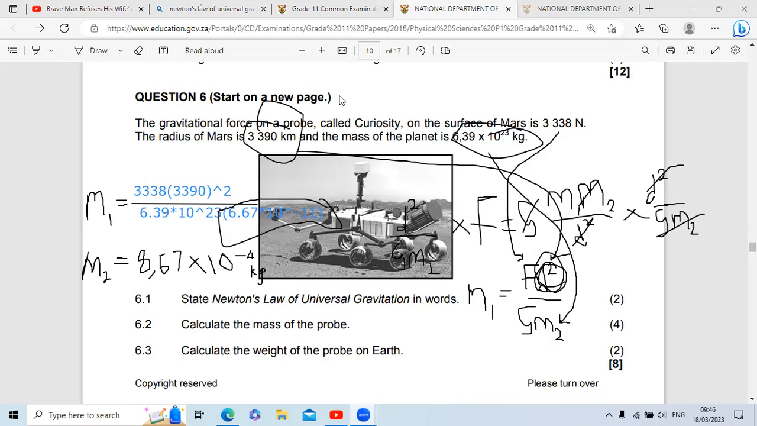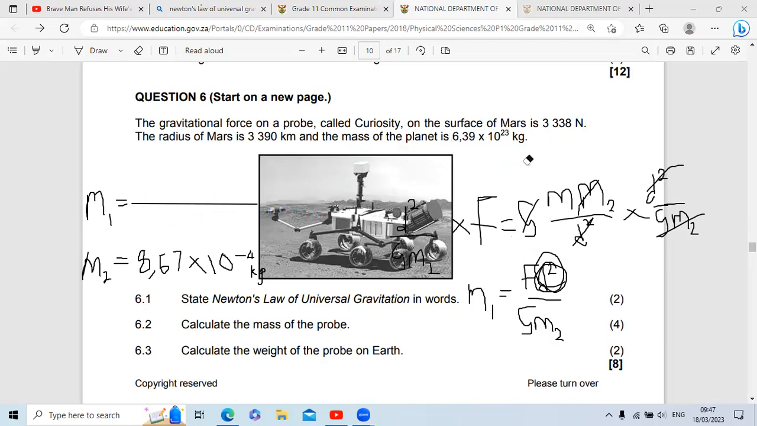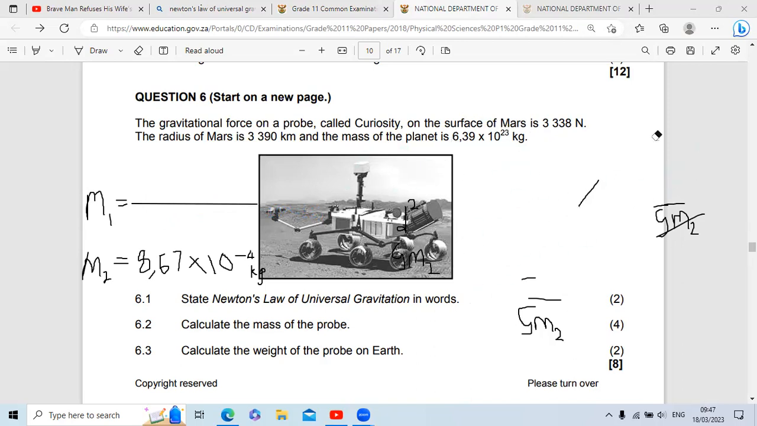So I got a different answer. What's your answer? I got 9.00 times 10 to the -4. Yeah, that's what I got, sir. Me and Kyle have the same answer. Okay, let me just write how you're going to substitute, and then we'll see whether you're substituting right.